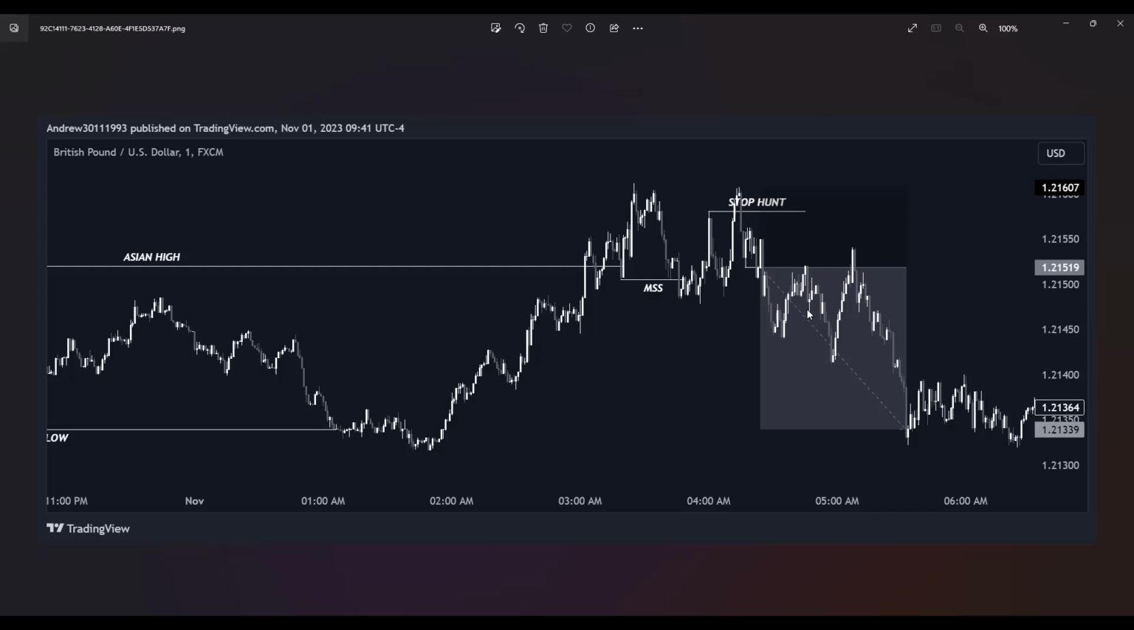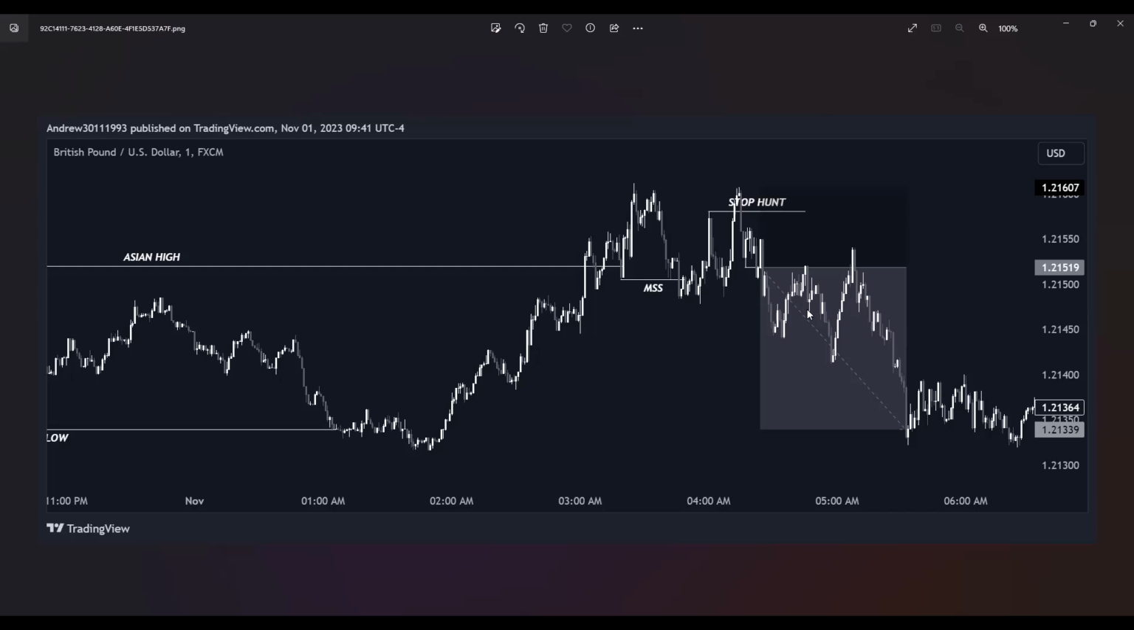This is very clean, a very perfect example of what we just discussed. You get your draw on liquidity from the higher time frame. For example, you are trading the liquidity pools, so you wait for any of the liquidity pools to be taken out, for example Asian high, then you look to target Asian low.